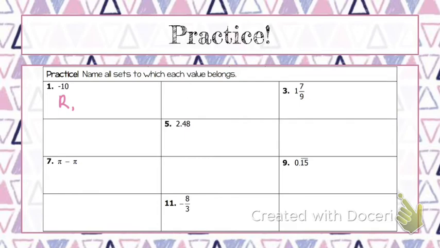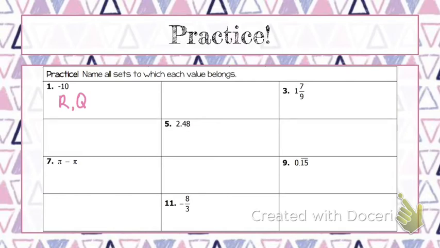So this asks us to name all sets to which it belongs. So now I'm going to go in, and I have to decide, is it rational or is it irrational? Well, in decimal form, if it doesn't end or doesn't repeat, then it's irrational. Well, -10 doesn't even have anything after the decimal, so it's definitely rational. So remember that rational is represented by Q.